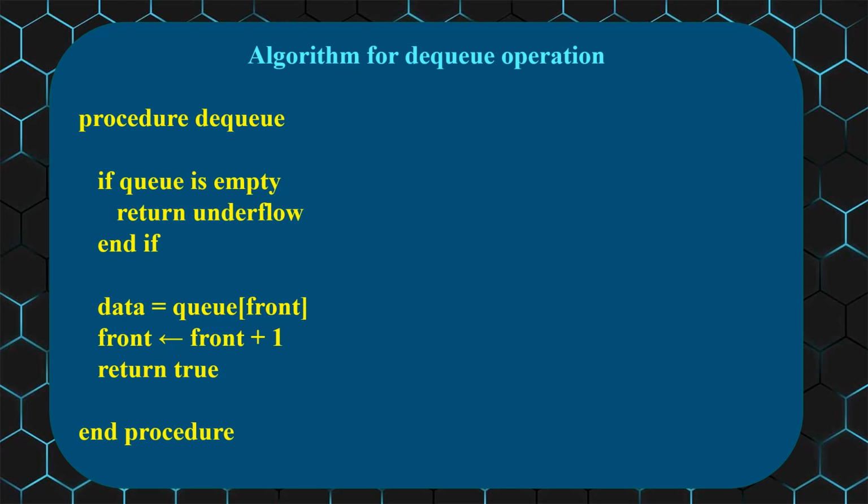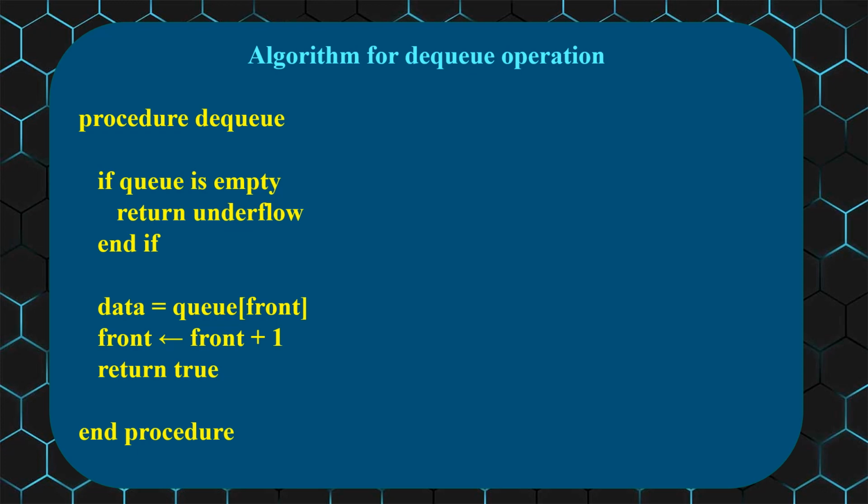The algorithm for dequeue operation, that is, the procedure name is dequeue, and we are going to check whether the queue is empty, and if it is empty, we are going to return underflow, and the if condition ends here. And if it is not empty, we are going to store the data element that the front is pointing to the variable data, and we are going to increment the front by 1, that is given as front equal to front plus 1, and return true. That is it, true in the sense we have deleted the element that the front is pointing.